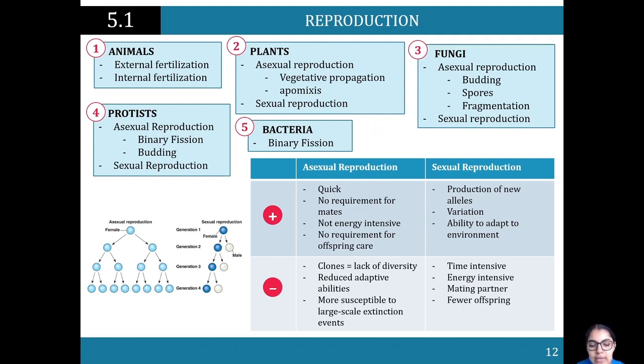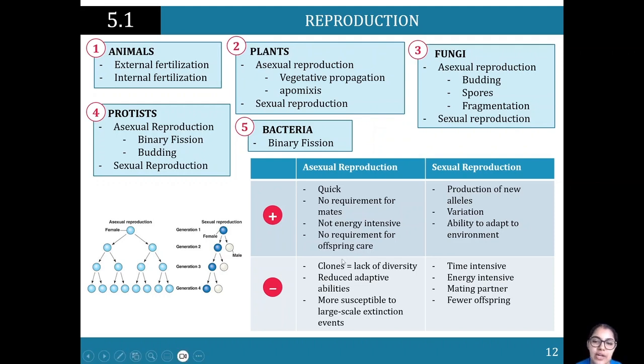The advantages of asexual reproduction are that it's quick, there isn't a requirement for mates, it isn't an energy intensive process, nor is there a requirement to care for the offspring. The advantages of sexual reproduction are that it leads to the production of new alleles, which contributes to variation, and it gives individuals the ability to adapt to their environment and hence aids natural selection.